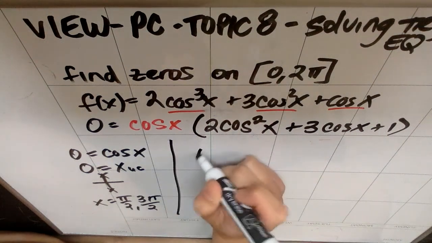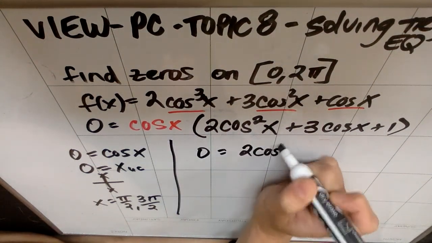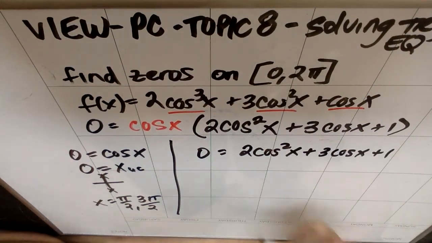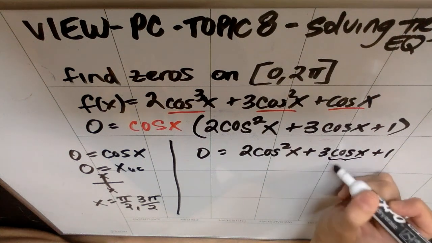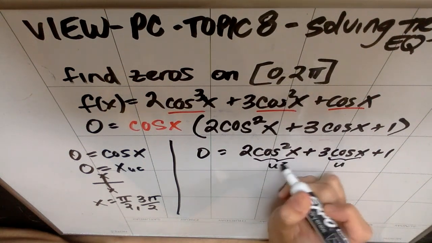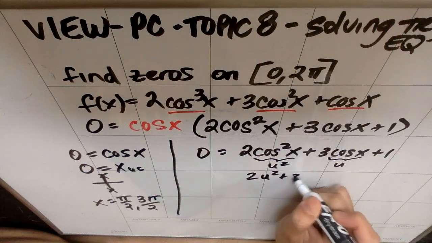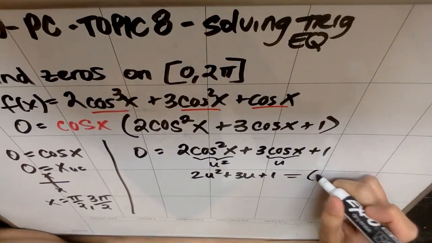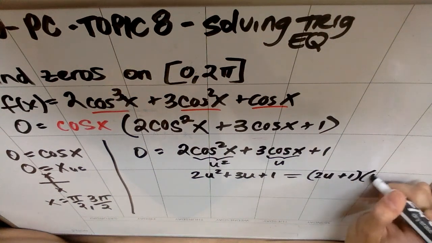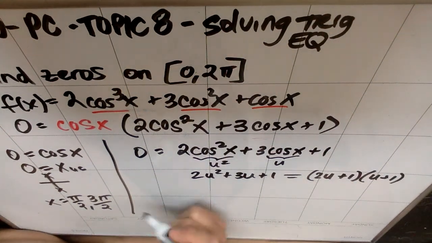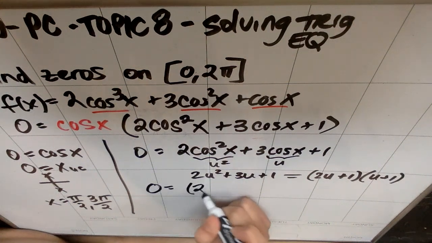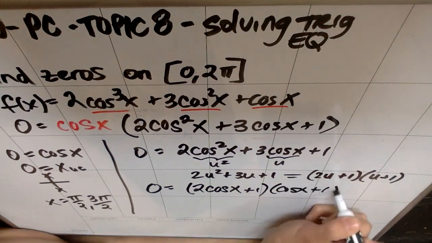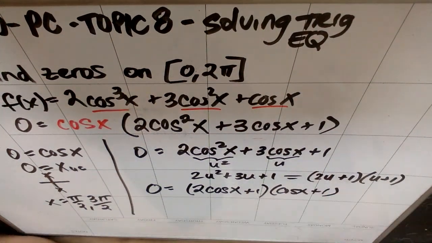But then I still need to find when 0 equals this quadratic trinomial, 2 cosine squared x plus 3 cosine x plus 1, right? Now, if you need the u substitution, if you need to call this linear term u and call this guy u squared, that's fine, right? You'd have 2u squared plus 3u plus 1, which hopefully you're getting comfortable factoring, and you could factor into 2u plus 1 and u plus 1, and that's great. If you don't need that u substitution, if you can jump right to 2 cosine x plus 1 and cosine x plus 1, that's great, right? Doesn't matter to me if you need this or not. You just need to be able to factor it.